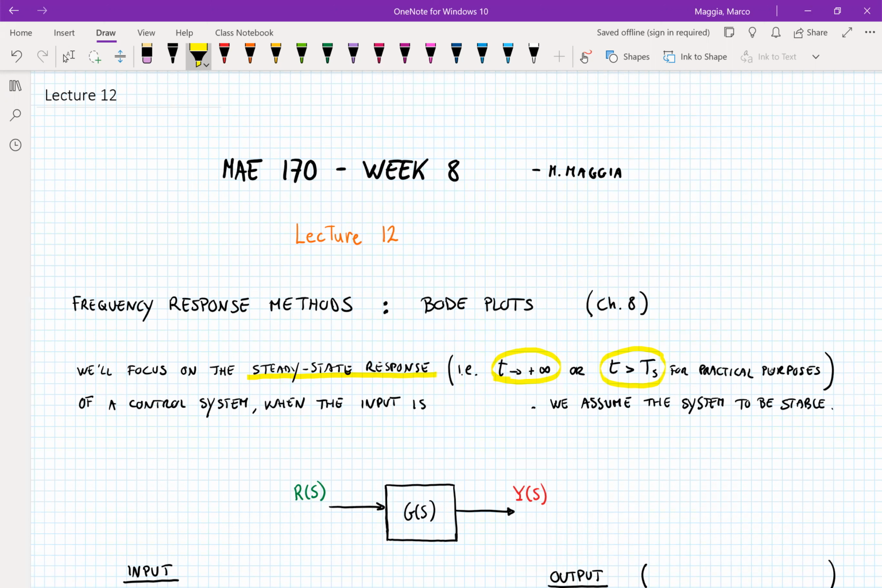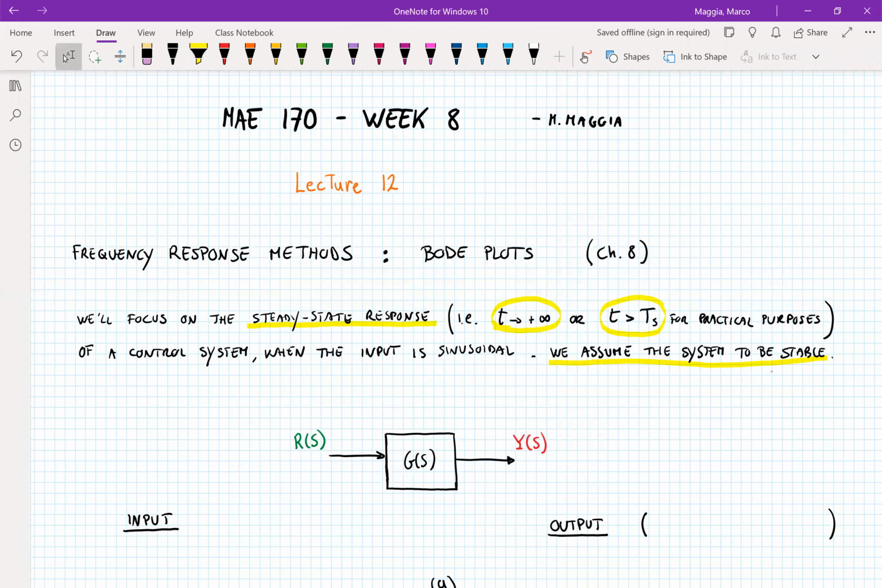Now, the key difference from what we've seen so far is that we're going to focus on inputs that are sinusoidal. So far, we've seen the response to impulsive inputs, step inputs, or ramp or acceleration inputs. However, now we're just going to focus on the reaction or the response of systems when the input is a sine wave. Throughout the course of this lecture and the following, we're going to assume that the system is stable. Because, of course, if the system is not stable, the response will simply go to infinity.